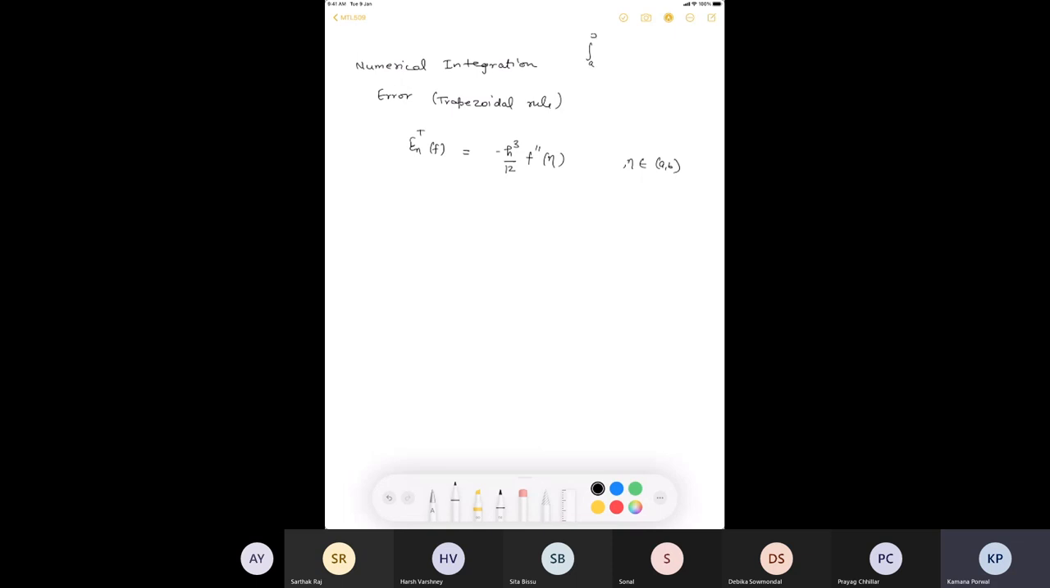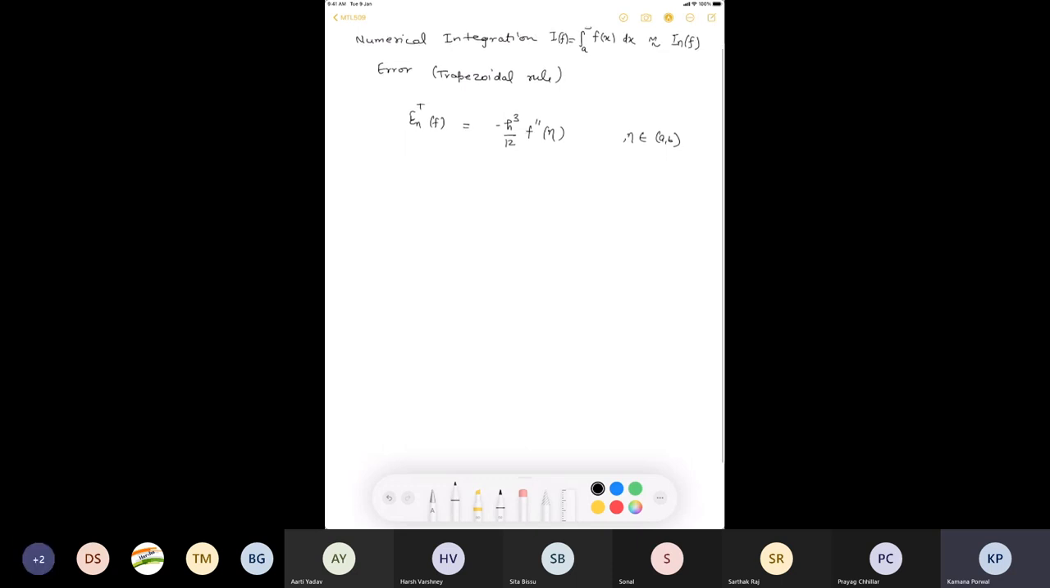to find the approximate value of the integral of f over the interval AB. So this we denote by I(f), and its approximation is given by one of the integration rules, so which we obtained in this form. So we called it, I think, I_n(f), right? So in the trapezoidal rule, you basically approximate the function by a linear interpolating polynomial, and that's how you obtain the rule, and we obtain that the error is given by this.